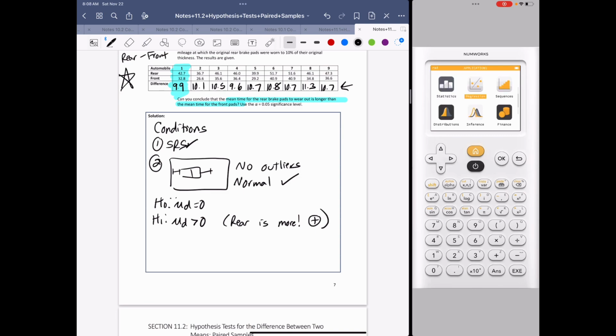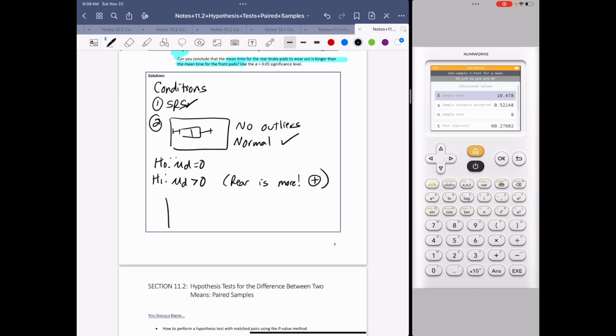I'm going to go to my inference. I'm going to do a test, a one mean t-test. My null is 0. My alternate is greater than 0. I'm going to pull in my data set, and it's a 0.05 level. Now, look at your test statistic, how far out that is.